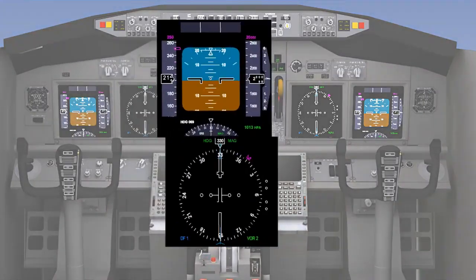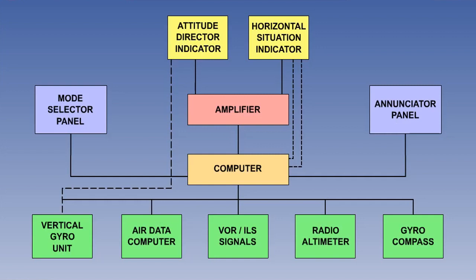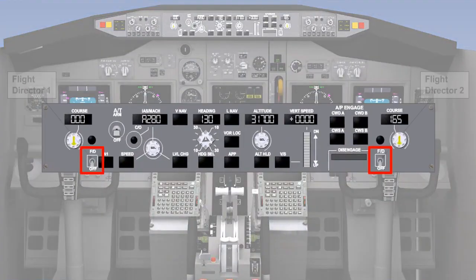During this lesson, we will be looking at the flight director system. We will see how information is displayed to the pilots, the components and inputs required for the system to work, and then look at the typical dual flight director system.